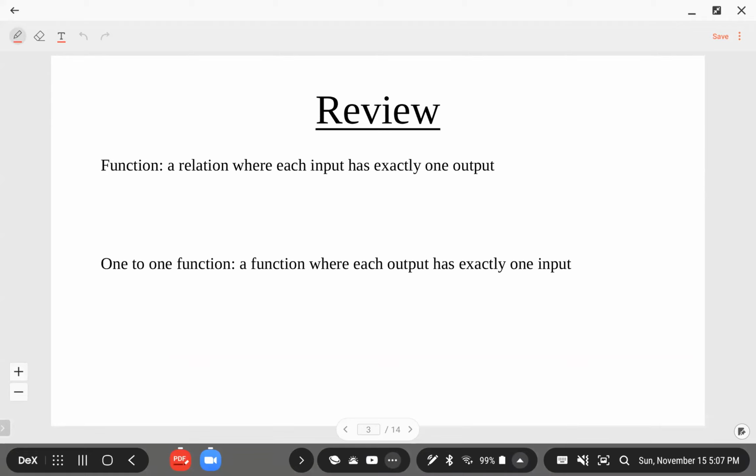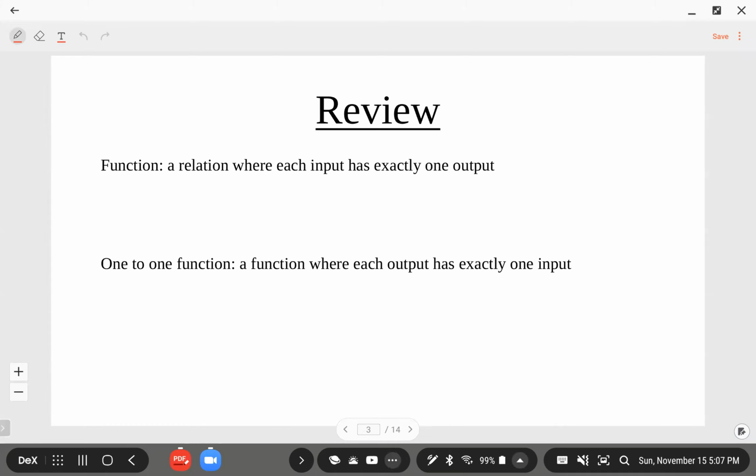So let's review. What is a function? A function is a relation where each input has exactly one output. A relation is the correlation between an x value and y value. And x will be the input while y will be the output. Now x might not always be the input, because when you're working with real world problems, x will be the independent variable, and y will be the dependent variable.